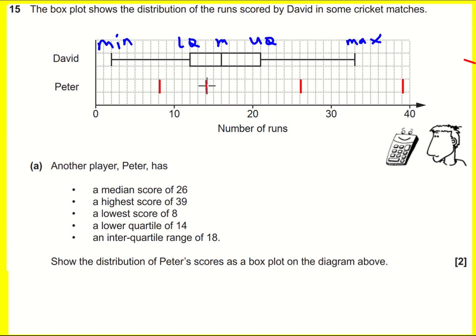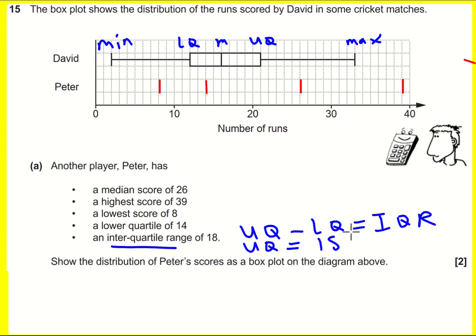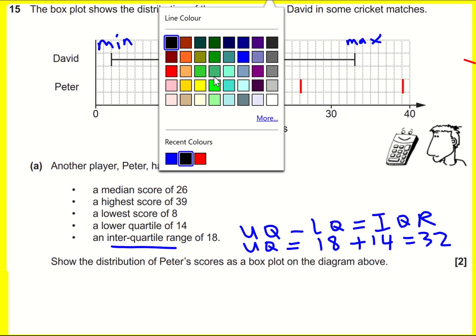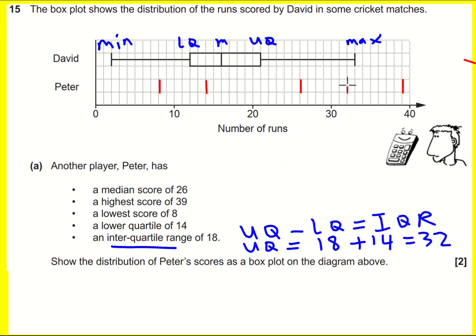So I put all of these in. That lower quartile is sorted. We just need to work out what the upper quartile is, and for that we have to do a bit more. The upper quartile minus the lower quartile gives me the interquartile range. That's the definition of the interquartile range. And so I can see the upper quartile is going to equal 18, the interquartile range, plus the lower quartile. So I get 32. I just have to do an extra little calculation to get that. And there we go, 32.